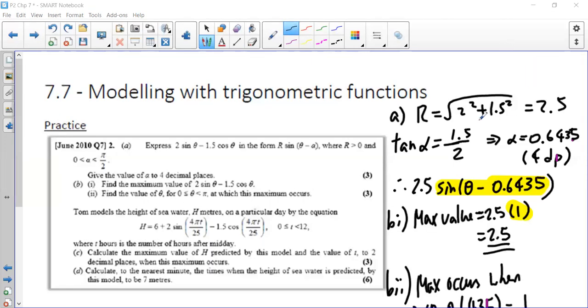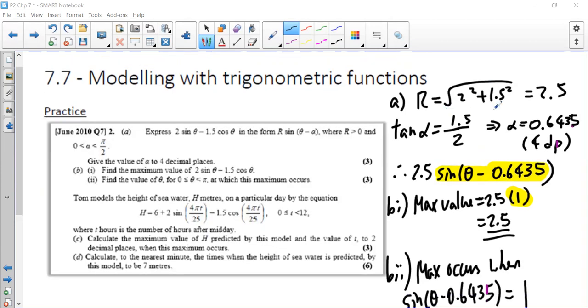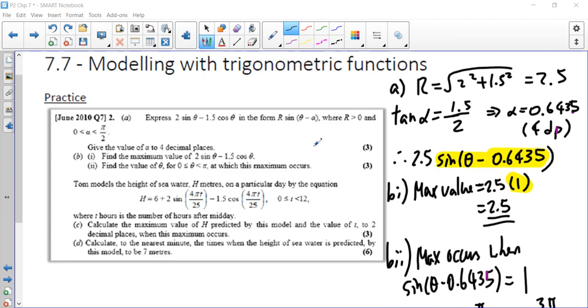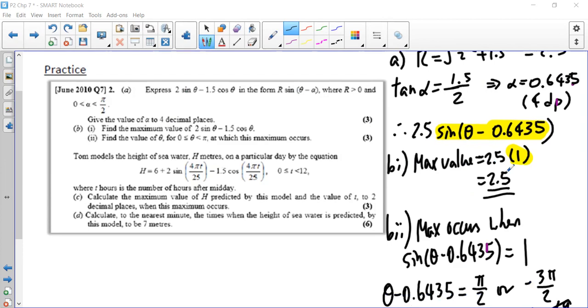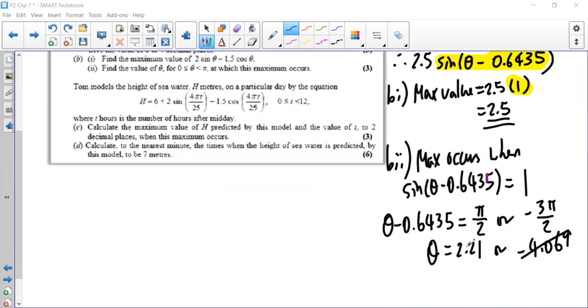So here are the answers for part A and part B. Part A, I'm not going to explain further. Here's the answer: 2.5 sine theta minus 0.6435, which must be to 4 decimal places. Please, 4 decimal places. Read the question carefully. If you didn't see this, please go to the optician and get a new pair of glasses. B1, to find the maximum value, 2.5, and it occurs at 2.21.